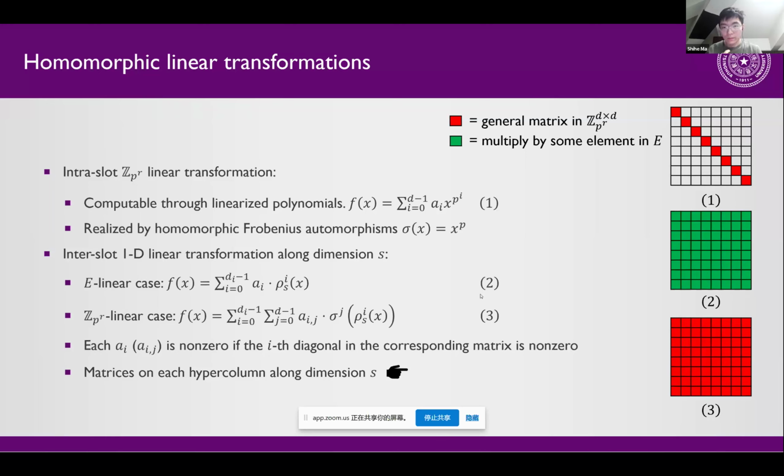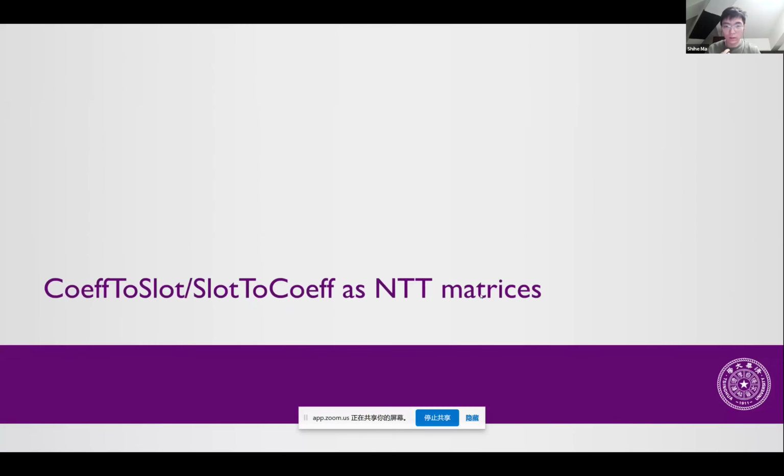And here are some illustrations of the matrices on each hypercolumn along dimension S. We use a red block to represent a general matrix in Z_{p^r}^{d×d}, which is just a matrix on the coefficients of each slot. And we use a green block to represent the multiplication by some element in E. We'll continue to use red and green for these two kinds of linear transformations later. And now we can write the linear transformations as NTT matrices.